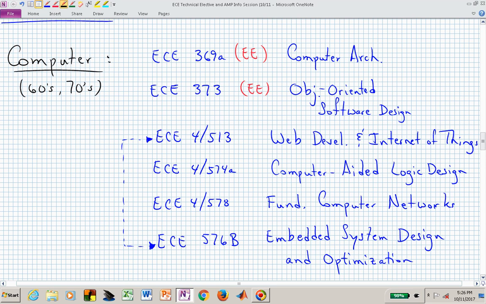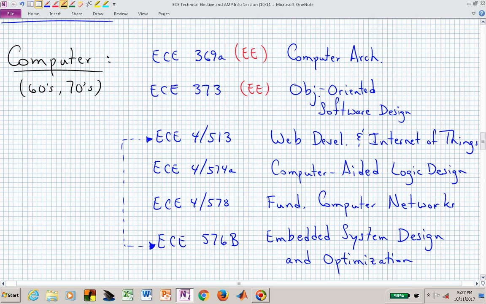If you liked 274A, then 474A is the second semester of that, computer-aided logic design. And so in 274A, are you playing with FPGAs? That's sort of your first step into that. You get more into that, I believe, in 369A, but now you go down the path of the digital logic in 474A. And that recently has been taught by Tosi.